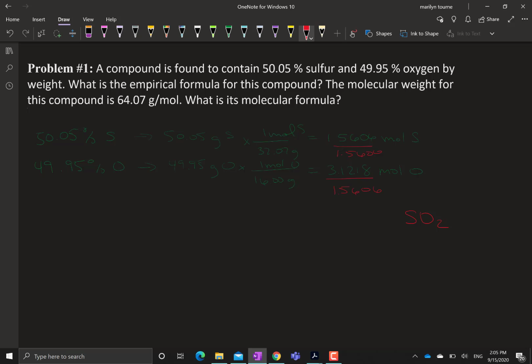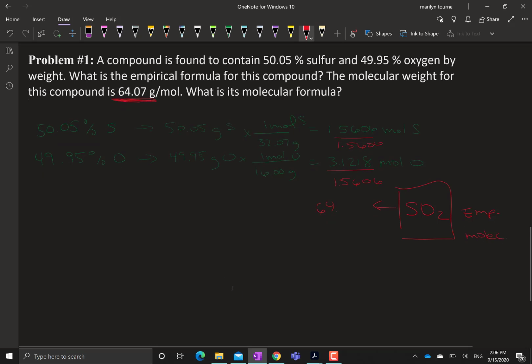The second part is, given that the compound weighs 64.07 grams per mole, what is the molecular formula? To do this, you first have to figure out what this empirical formula weighs. Sulfur weighs 32, and you've got 2 oxygens, so therefore 32 plus 32 is 64. That means that the empirical formula, which we found, is the same as the molecular formula, because the empirical formula only fits once into the molecular formula.